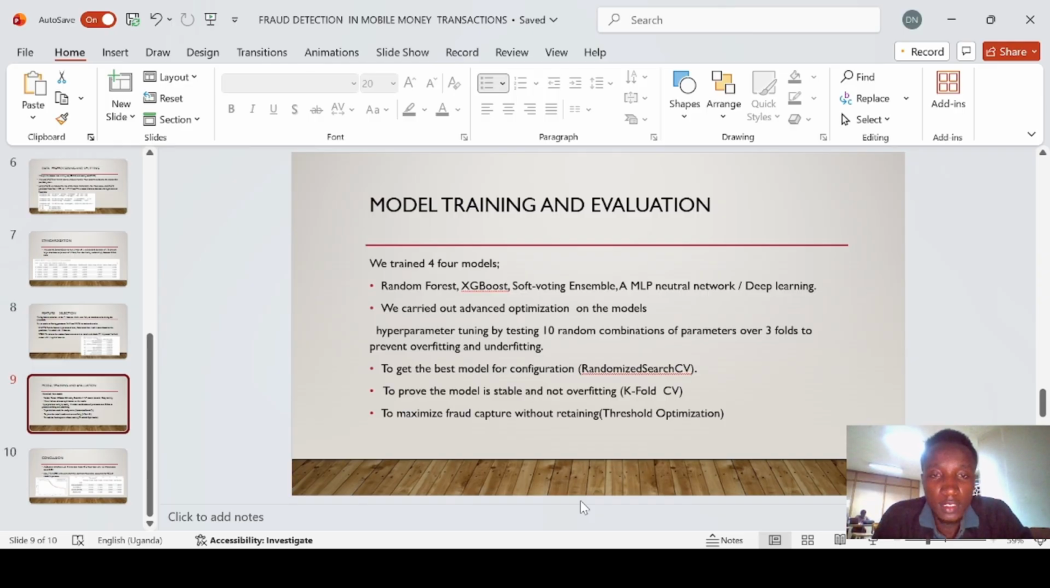We trained four models: random forest, XGBoost, a soft voting ensemble, and a multi-layer perceptron neural network. We based the soft voting ensemble on the XGBoost baseline, combining the random forest and the tuned XGBoost. In soft voting, each model votes by probability rather than the hard class, and we average those probabilities. We ended up finding that the precision was 0.46 and the recall was 0.78.